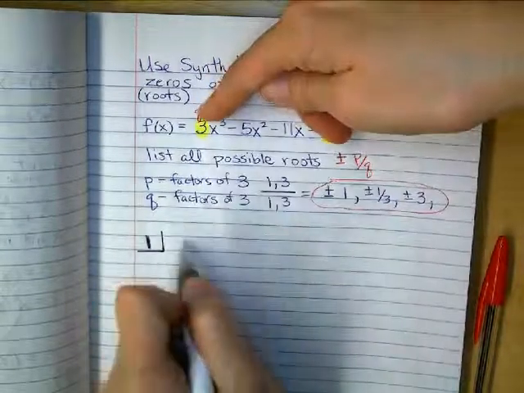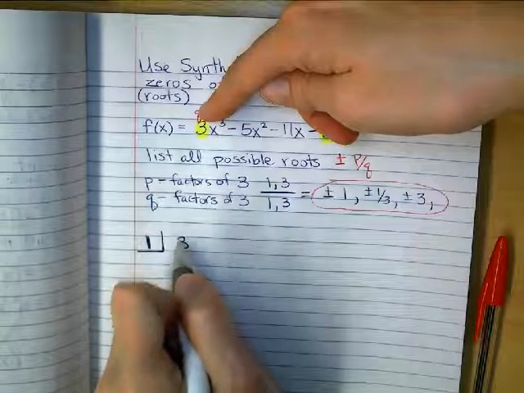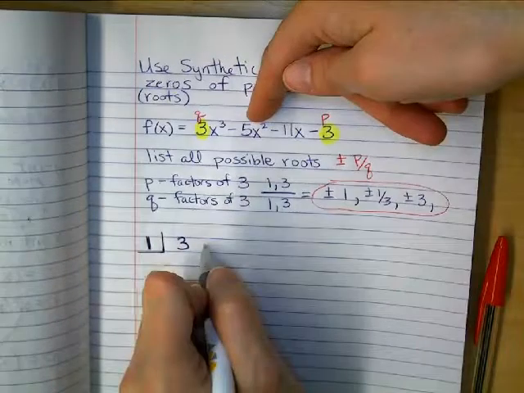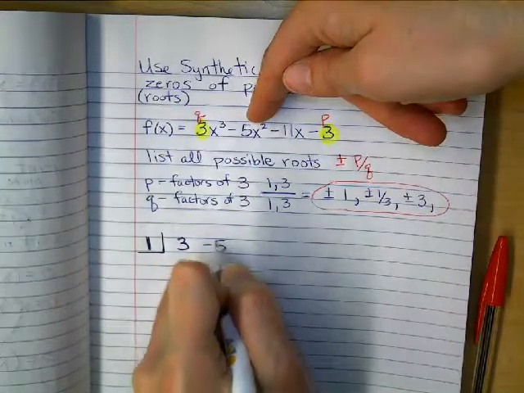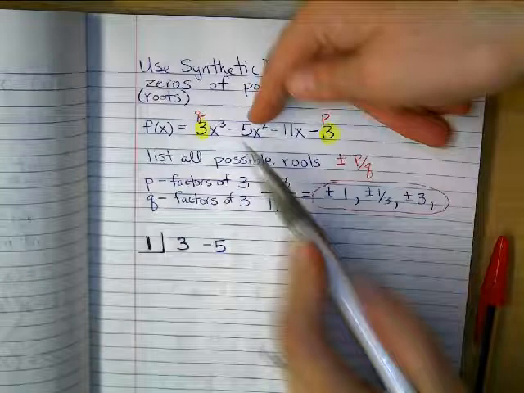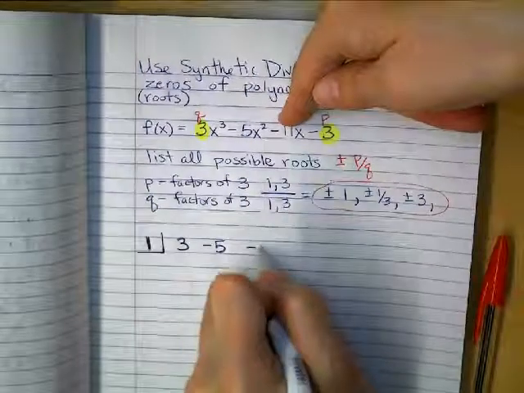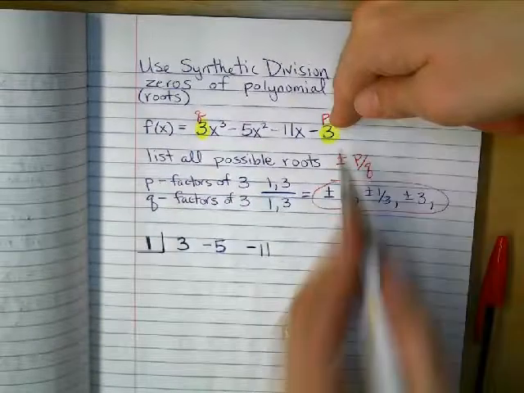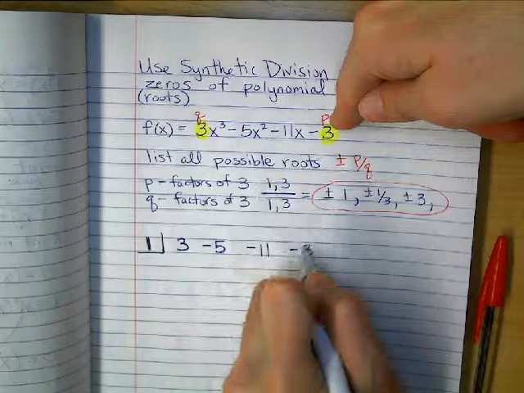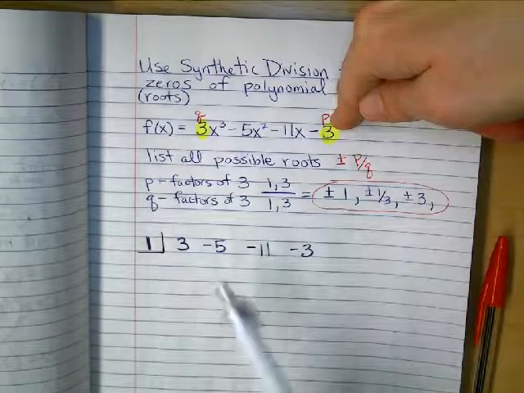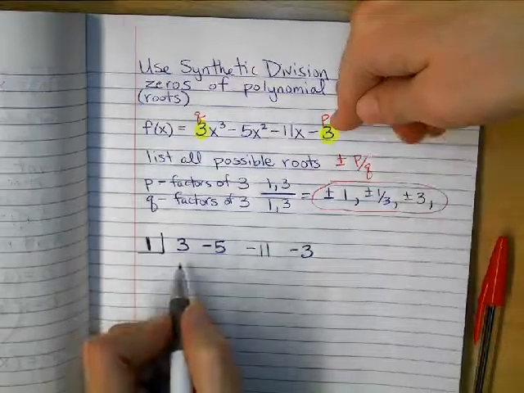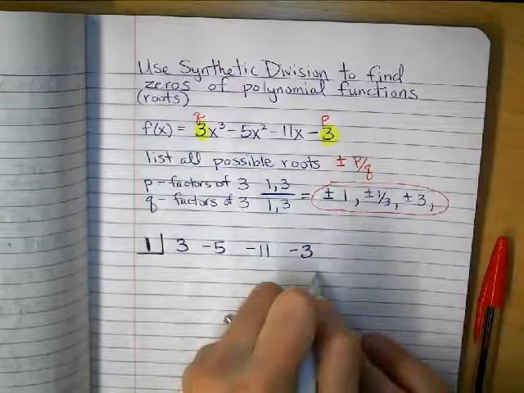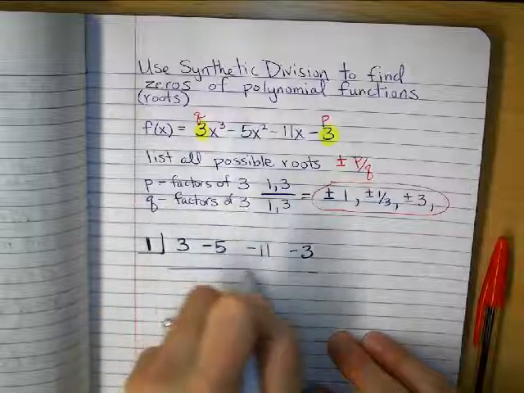So we got a 3 by the x to the third, so I'm just going to write 3 down. The next number, by x squared, is negative 5, so you have to write the negative also. The next number is negative 11. And then the last number is negative 3. I like synthetic division because it goes pretty quickly, and you just have to get used to it the first time. So you just underline these.